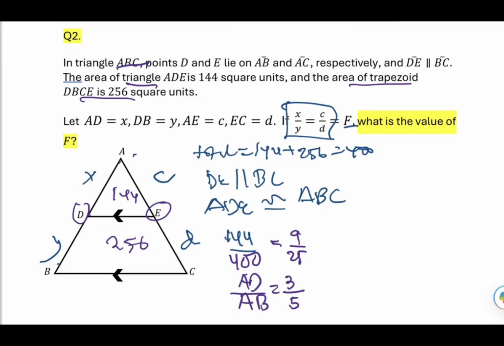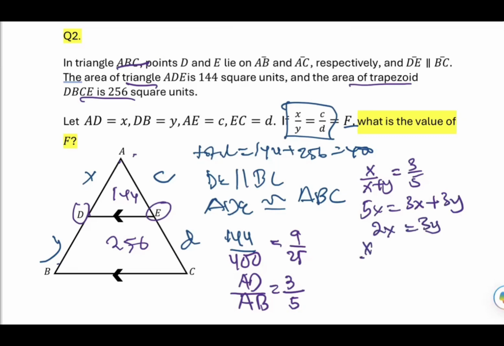But we were told that AD is x. And what is AB? It will be x plus y, right? x over x plus y should be equal to what? 3/5. You see what I'm doing? Now it's done. Just solve this equation. You have 5x equals 3x plus 3y. You have 2x equals 3y. x over y is what? 3/2. That's 1.5.